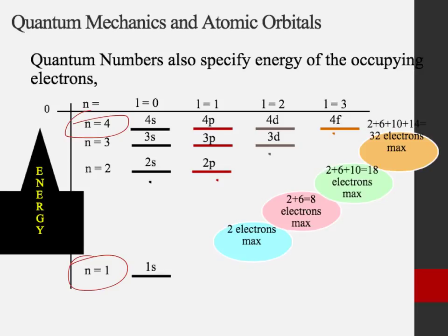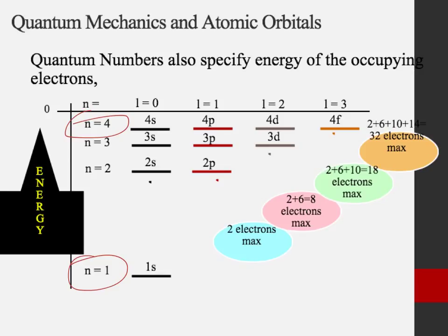Just remember that when you have the S, the first principal energy level has a max of 2 electrons, 1 orbital. In the second principal energy level, we have a total of 8 electrons. We have 1 s orbital and 3 p orbitals. And in the third principal energy level, we have sublevels of s, p, and d, where s has 1 orbital with 2 electrons, p has 3 orbitals with a total of 6, and d has 5 orbitals with a total of 10.